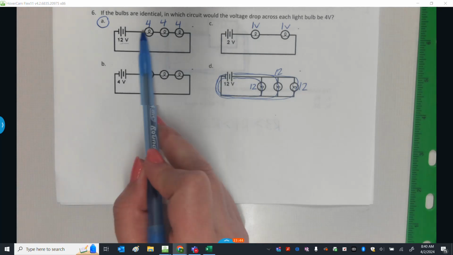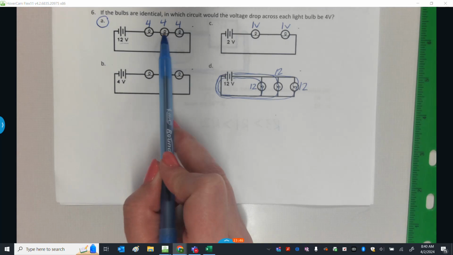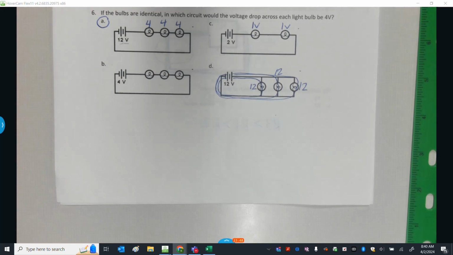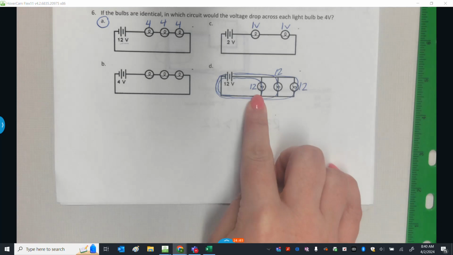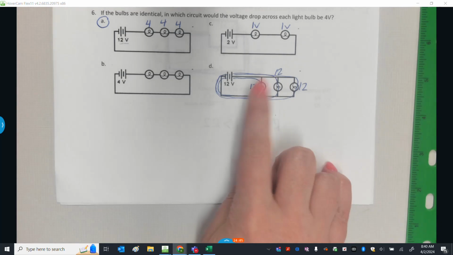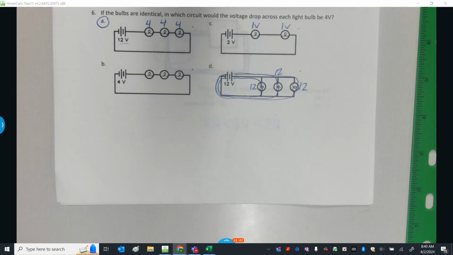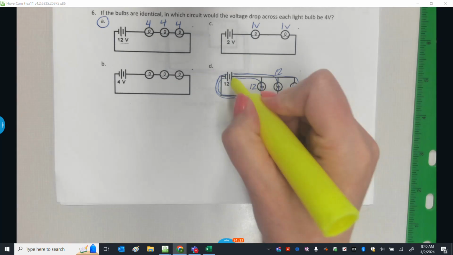These are 3 of them on the same loop. They add up to the battery. The answer to number 6 is A, that series circuit with 3 bulbs in it and a 12-volt battery. Questions about number 6? Most of you who got it wrong put this one. The voltage drops along a loop add up to the battery. Remember that rule, right? Okay. So here's a loop.